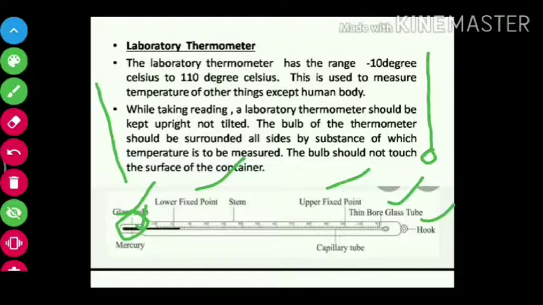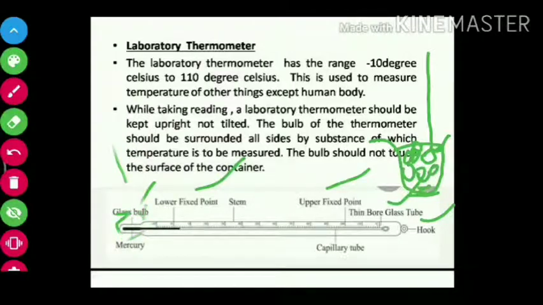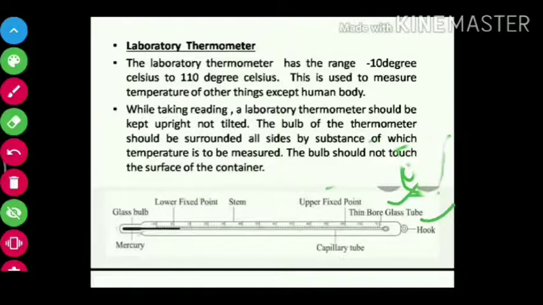The bulb should not touch the surface of the container. If I am measuring ice, the ice should surround the bulb, and the bulb should not touch the downside surface of the container. So this is about the laboratory thermometer and how we can use it.